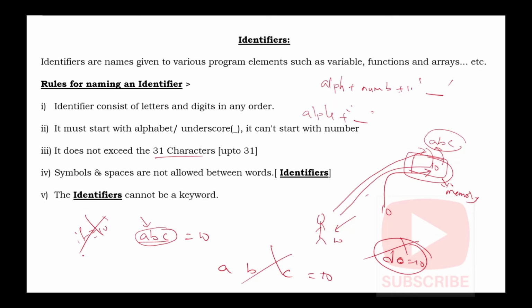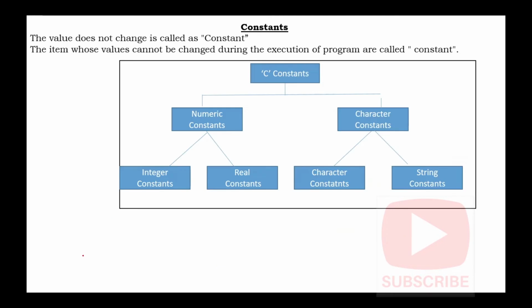Next concept, constant. When you want to create a variable, suppose abc equal 10, but you want to make this 10 permanent, meaning abc value is always 10 and it is never updated.